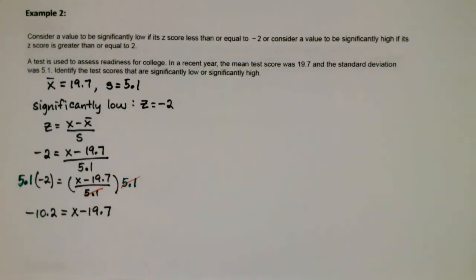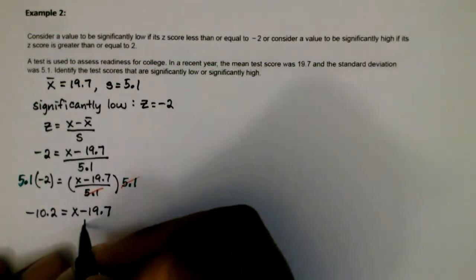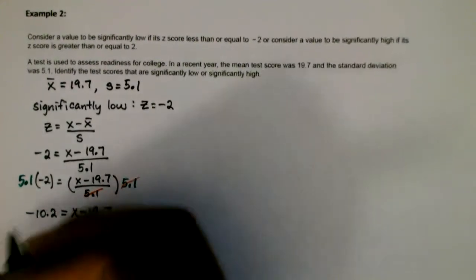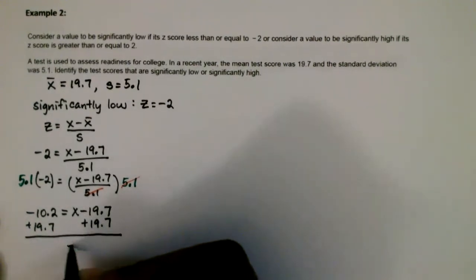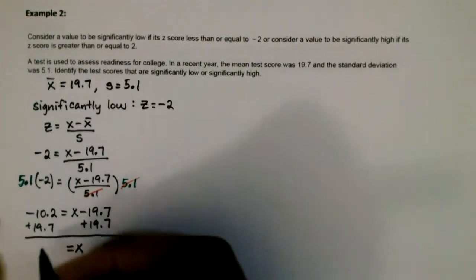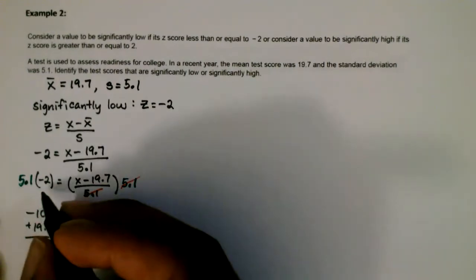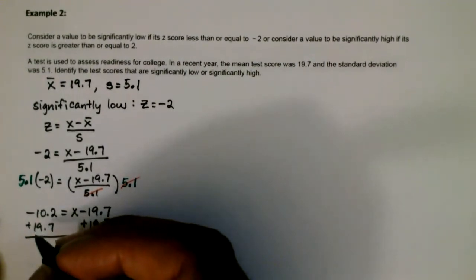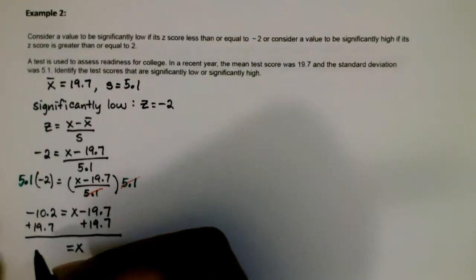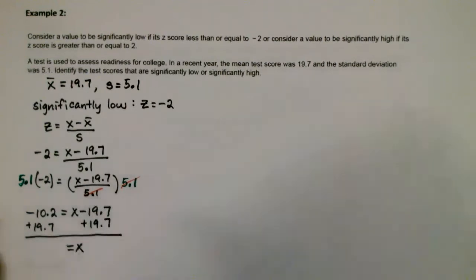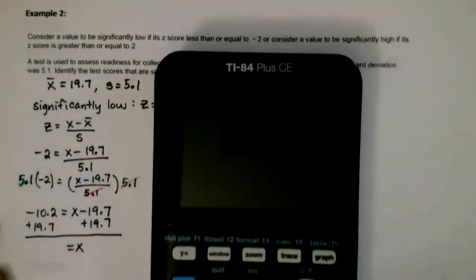So here I'm going to solve this equation for x. We're subtracting 19.7 from x, so the opposite of that would be to add 19.7 to both sides. So that means x is equal to -10.2 plus 19.7, which will end up being, I get 9 point. Okay, let's try this.